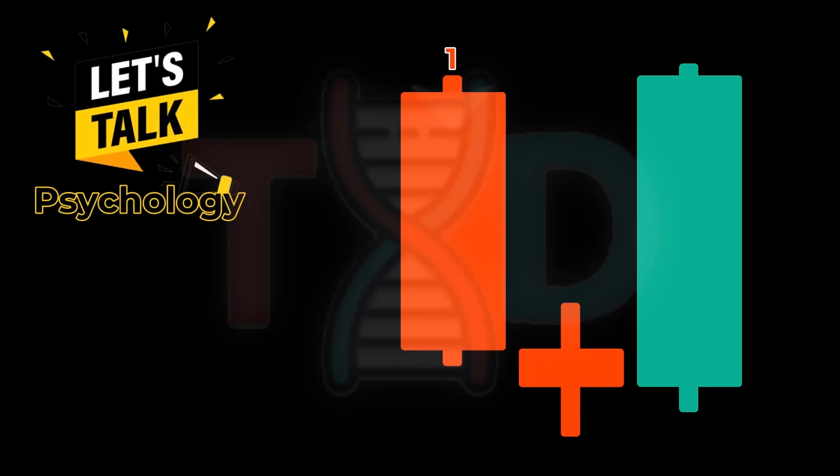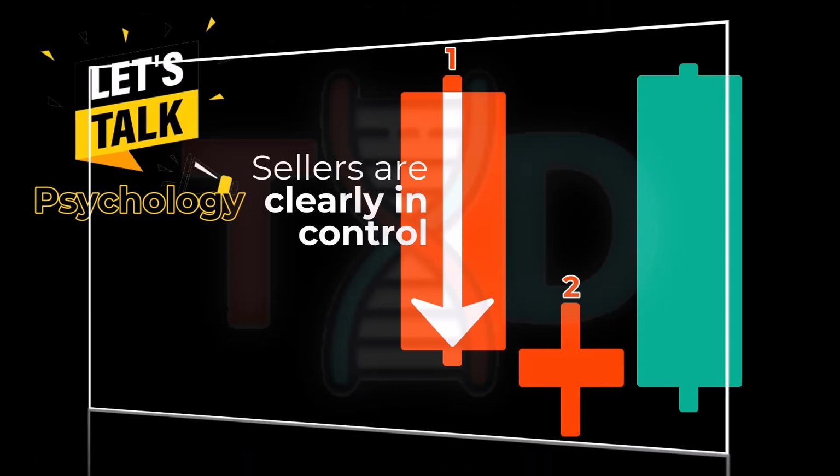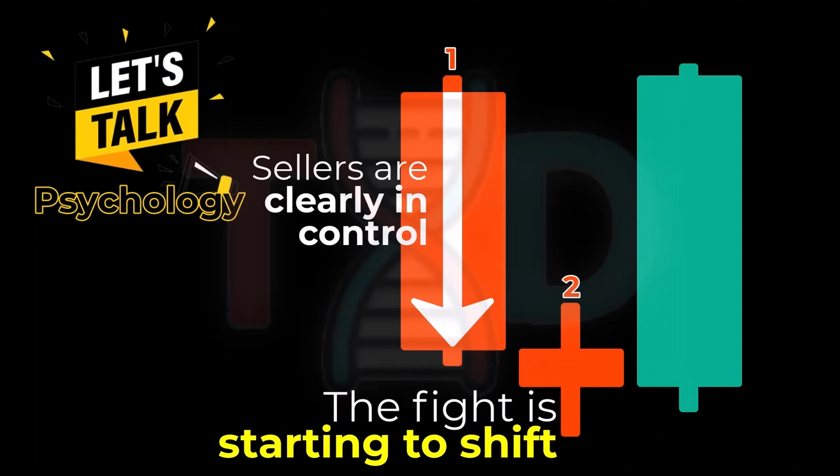First, the market drops hard. The red candle shows us that sellers were completely in control. People are dumping positions, price is falling fast, and it looks like a total disaster. But then something changes. A tiny candle appears. That's your second candle, the doji or pin bar, and it means the fight is starting to shift. The sellers are running out of steam, and the buyers are saying, hold up, it's our turn now.